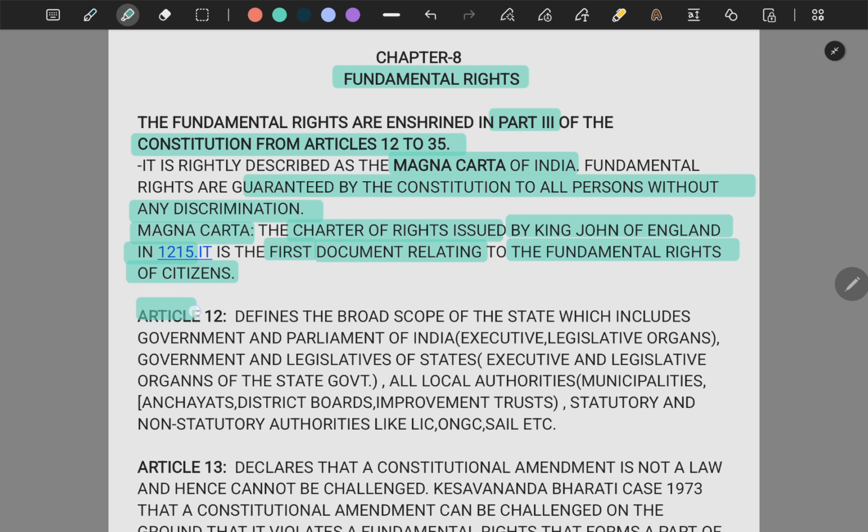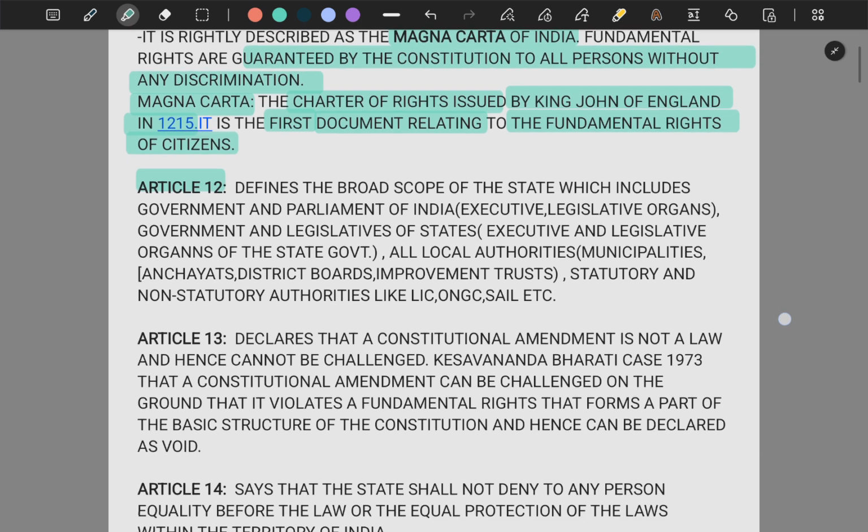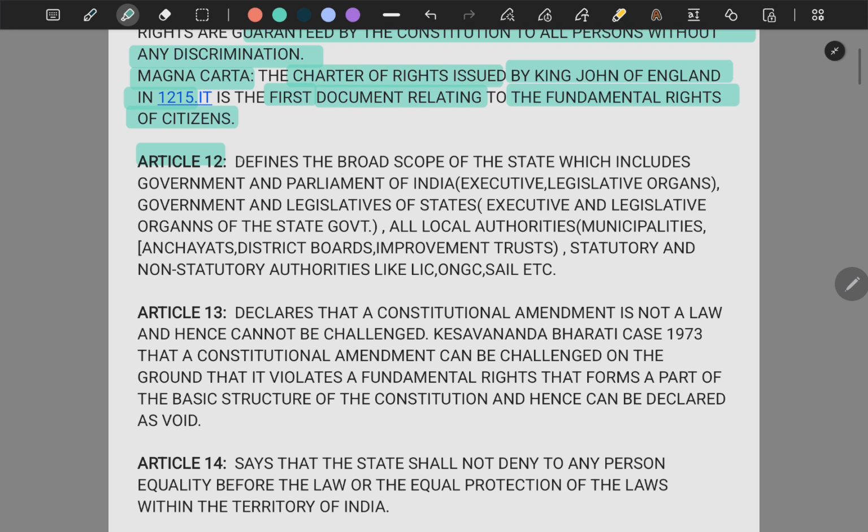And next is Article 12. From 12 to 35 we say. So Article 12, because 5 to 11 is included in citizenship, so 12 to 35 would be in the fundamental rights. Article 12 defines the broad scope of state, which includes the government and Parliament of India, where in Parliament there are executive and legislative organs, and the legislatures of states, there will be executive and also legislative organs of the state government, all the local authorities like municipalities, panchayats, district boards, and improvement trusts, statutory and non-statutory authorities like LIC, ONGC, SAIL, etc.